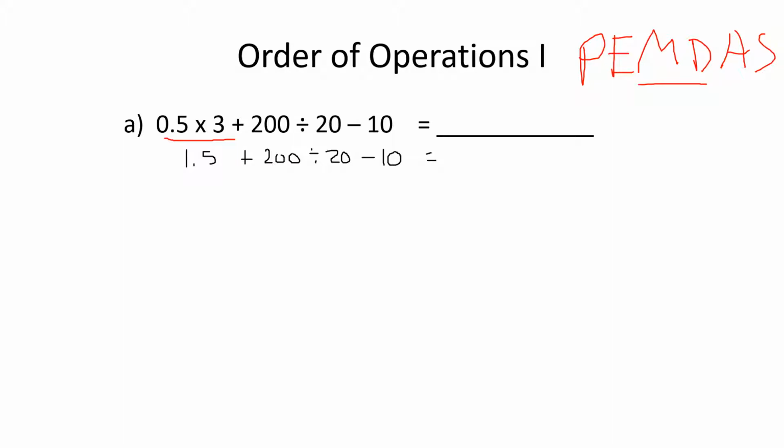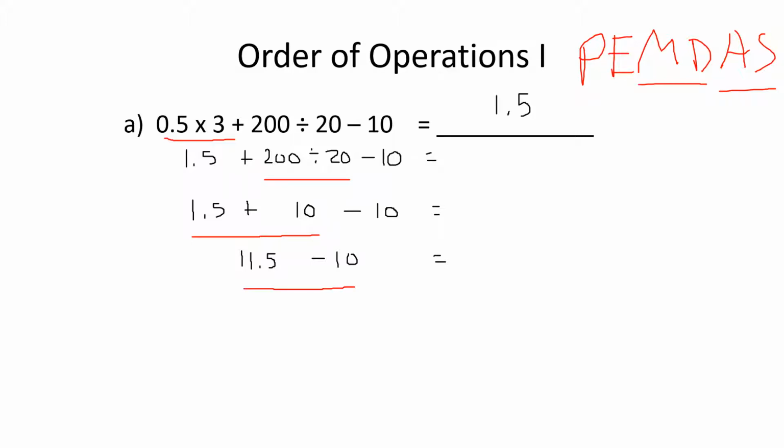Again, the next thing we do is multiplication and division. In this case, it's this division here, and that becomes 10. And I just rewrite everything. If you skip steps, sometimes you might miss something. Now we are in addition and subtraction, and you just do it from left to right. So left to right, 1.5 plus 10, and then you come to 11.5 minus 10. Get 1.5.